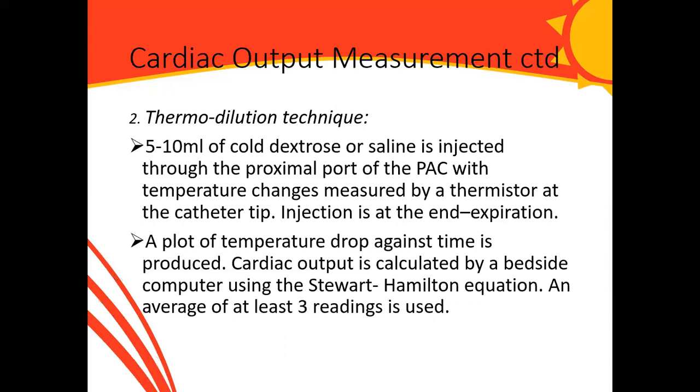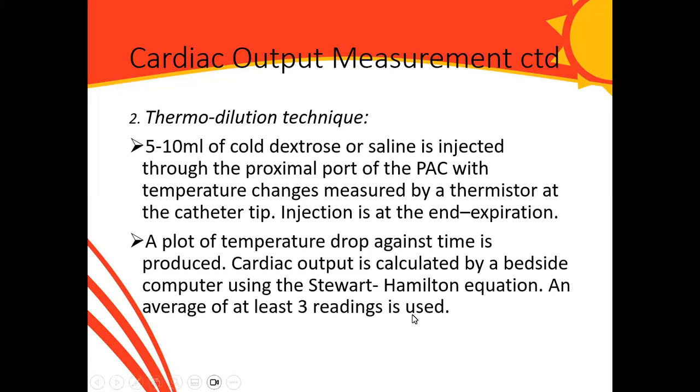The thermodilution technique uses cold injectate, okay? And that's what we use. You remember when we were talking about the pulmonary artery catheter, the first lumen is for the injection of cold injectate. So you put 5 to 10 ml of cold dextrose or saline through the proximal port of the pulmonary artery catheter, and you measure the temperature changes by the thermistor, which is in the second lumen. The injection is actually at the end of expiration.